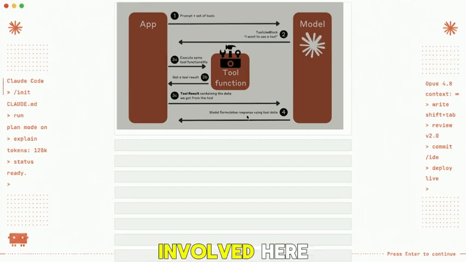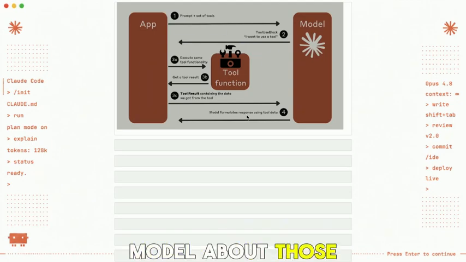So there's a couple of steps involved here. First, you need to have some set of tools you want to give the model. Second, you have to define them in the proper format and tell the model about those tools.